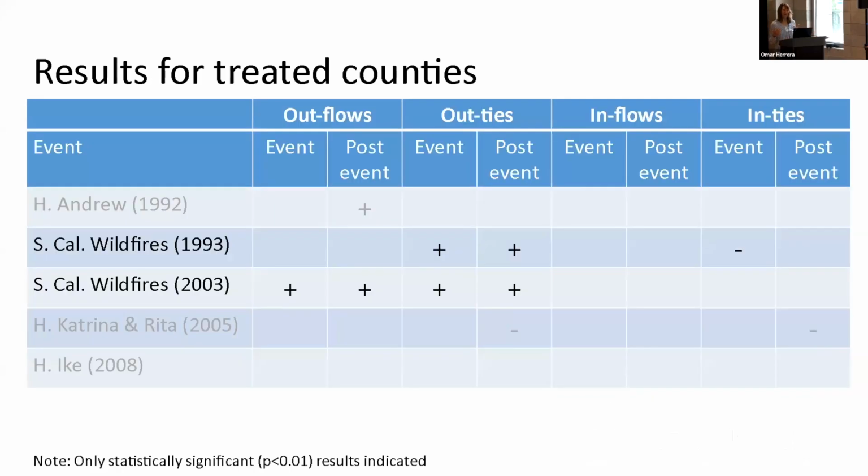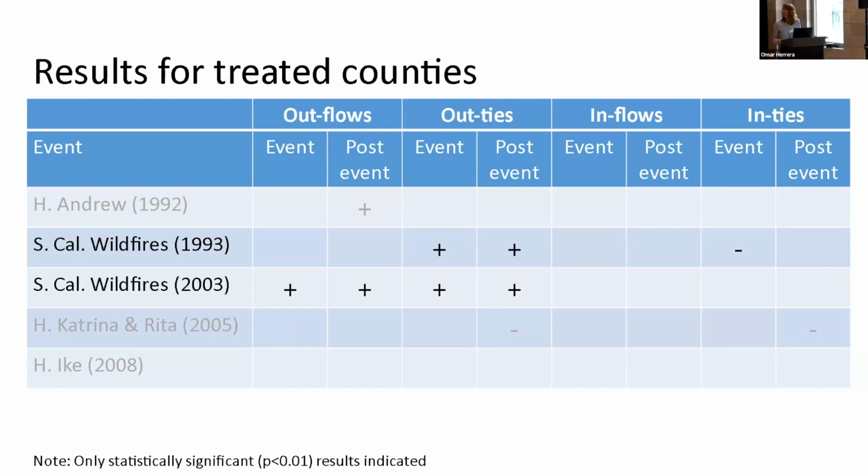So I summarized the results. There are no numbers in this presentation, just to make it go faster. These are the results for the treated counties from the difference in difference models. We estimated 5 models, one for each of the case studies. What we see here is really consistent for the Southern California wildfires with the hypothesis of risk aversion or change in the migration system, where the out-migration dimension of the migration system expanded in both events.